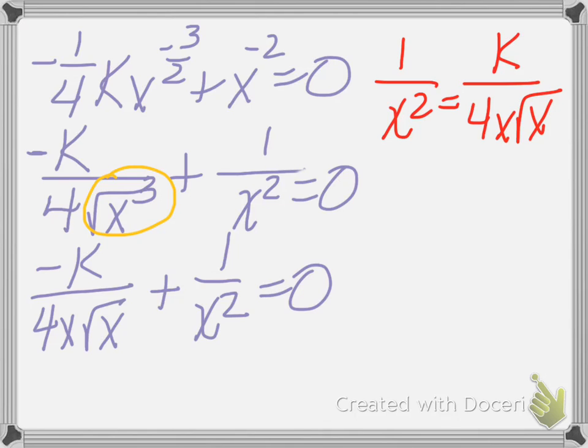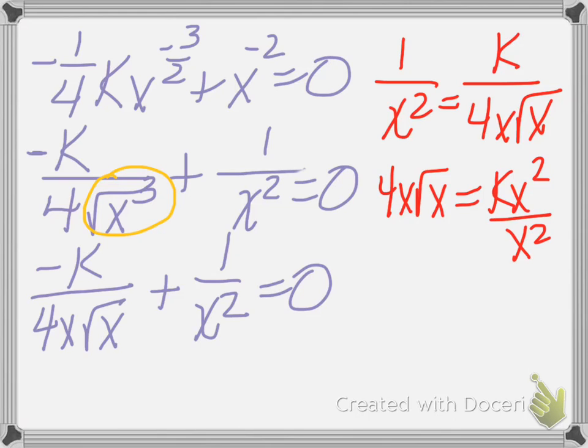Because I wanted to get myself into a situation where I could cross multiply. So when I cross multiply, I get this. And now this is where things just went really bad for me, because I am supposed to be solving for k. And I can't solve for k because I have to get k alone, and the only way I'm going to get k alone is if I divide by x squared on both sides.